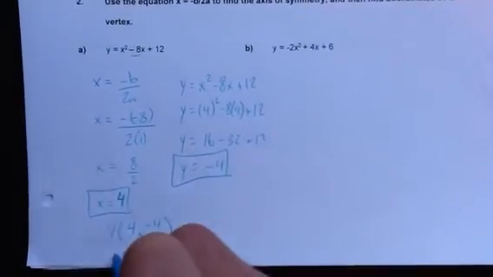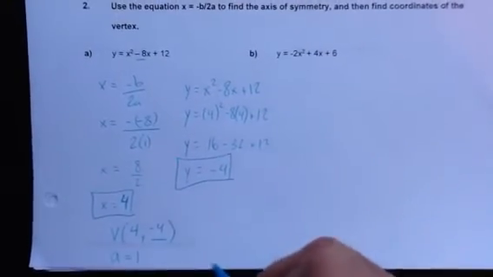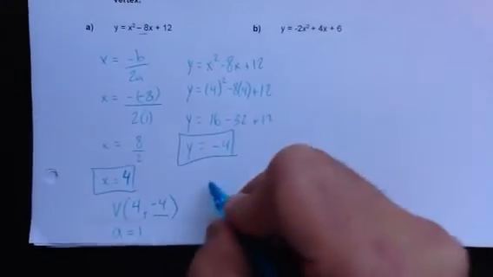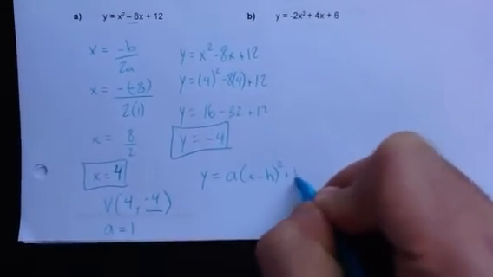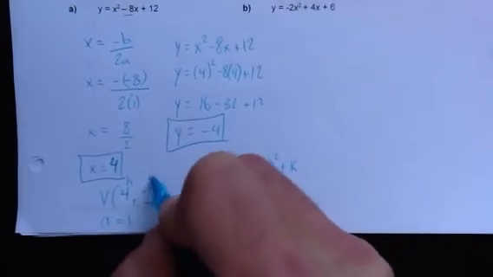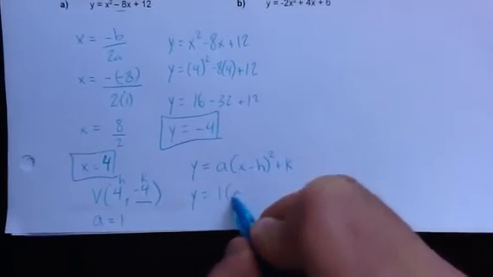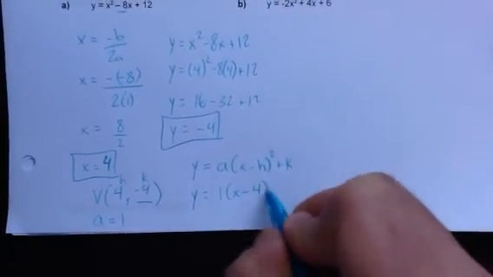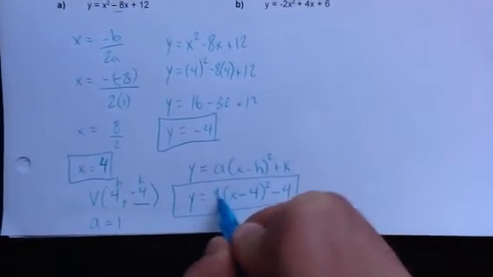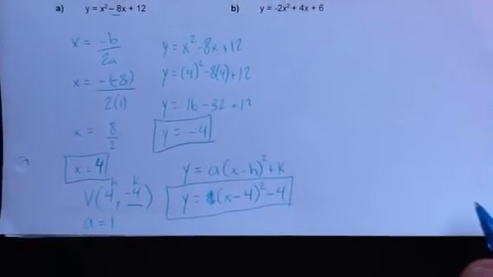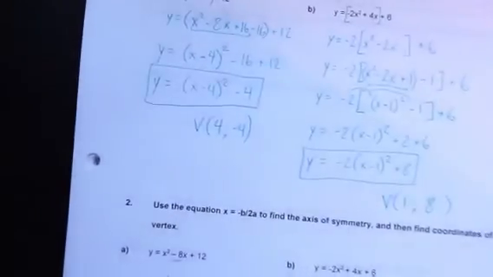Now, what is my a value? My a value, I know my a value is just a 1. It's in front of the x squared. I now have enough information to put this into vertex form, because I know vertex form is this. And I know my h and my k, and I know my a. So this is y equals, my a is 1, (x minus h, which is 4) all squared, plus k, which is negative 4. Now, you wouldn't write the 1 out in front of here. You could, but you don't have to. That is your final answer. And of course, that's exactly the same as up here.